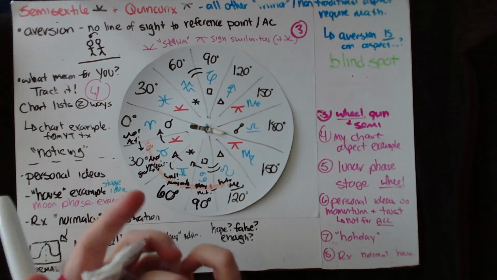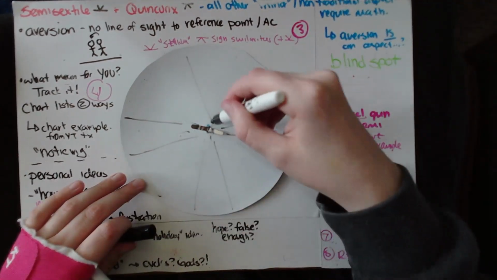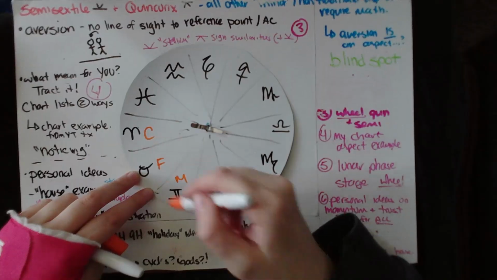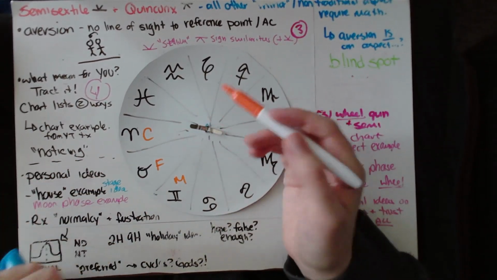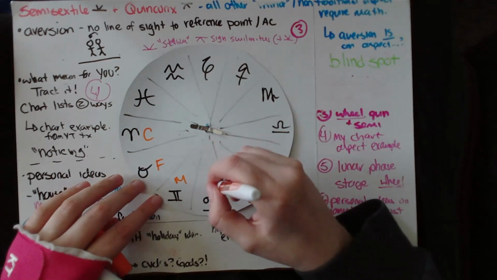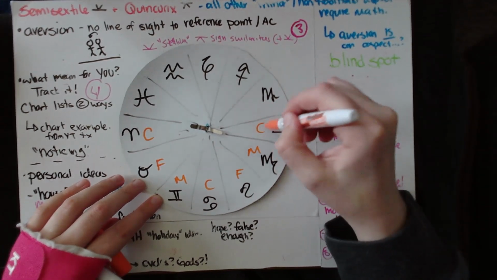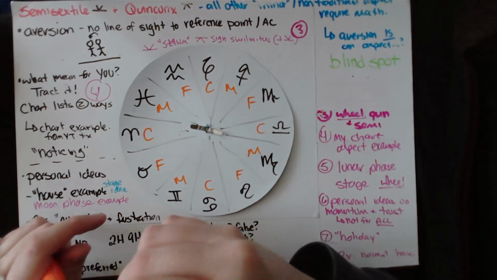Because if we reset our wheel here, we can put in what a sign is. We can put out the building blocks to see who's talking to who, who has something similar. So we've got our modality, which is cardinal, fixed, mutable, cardinal, fixed, mutable.